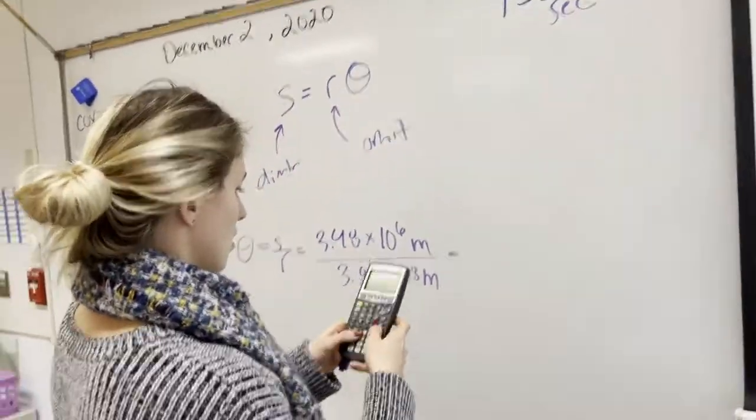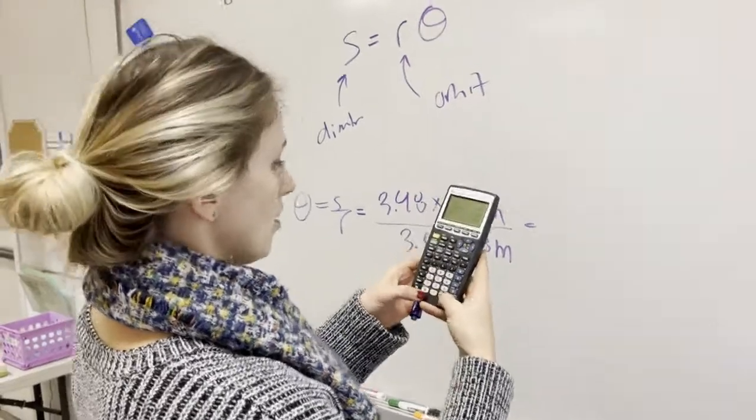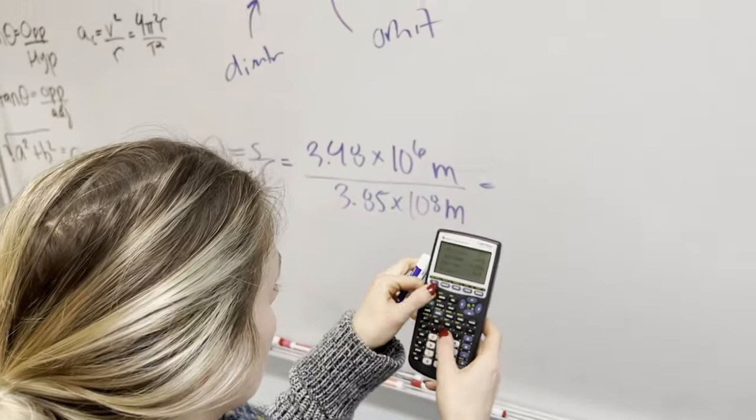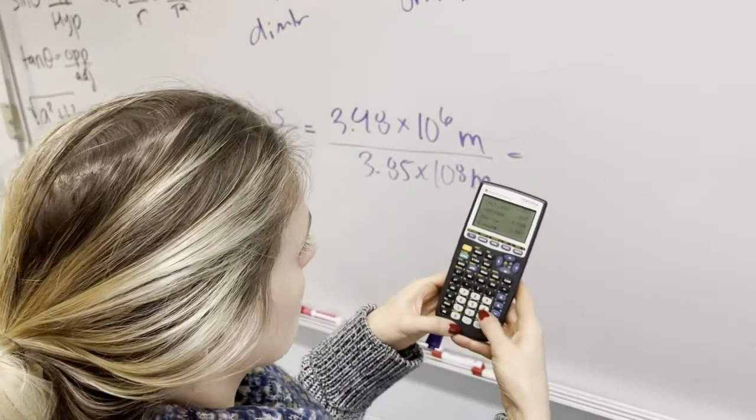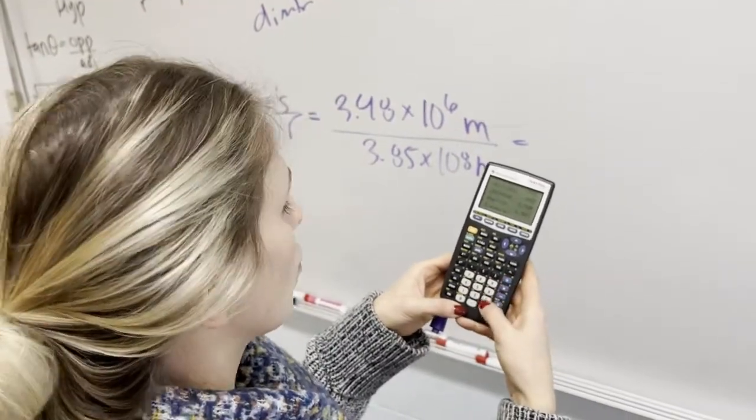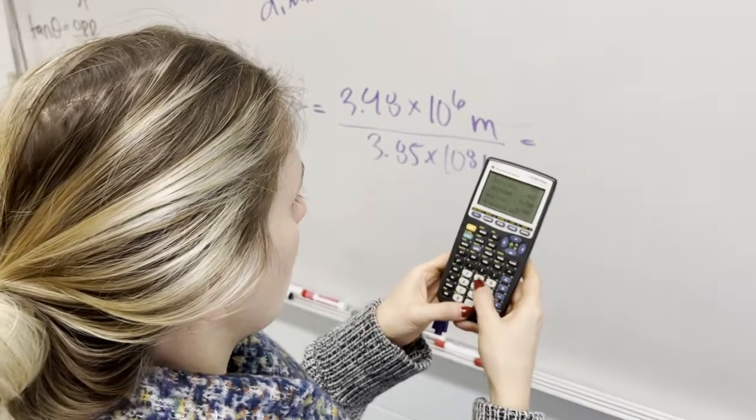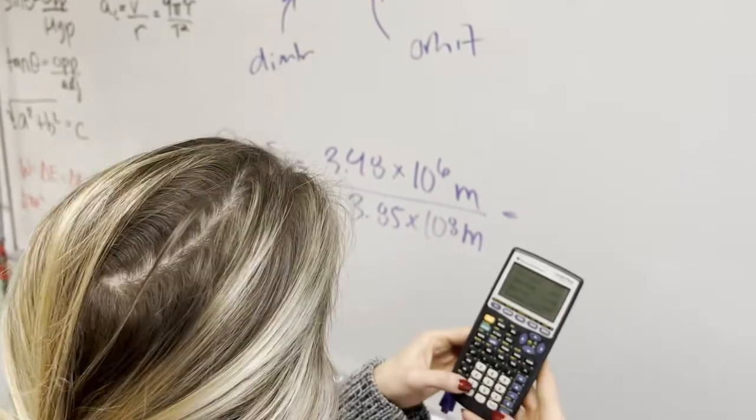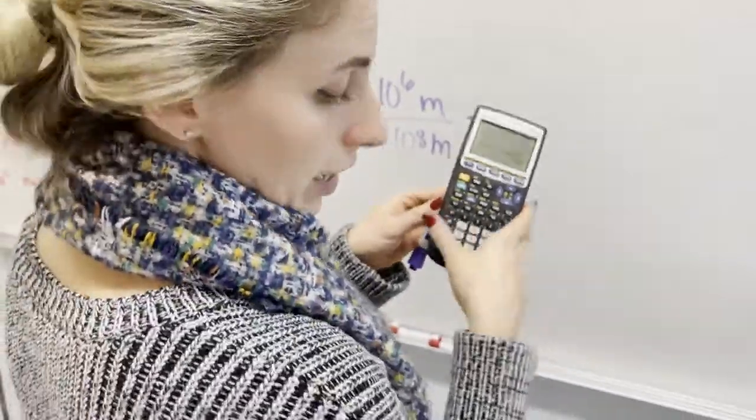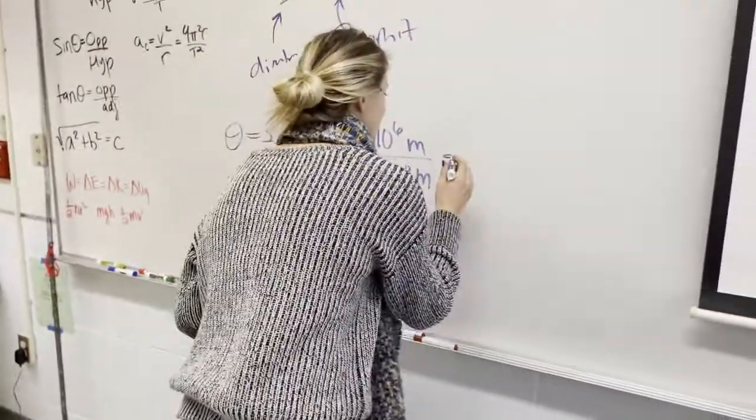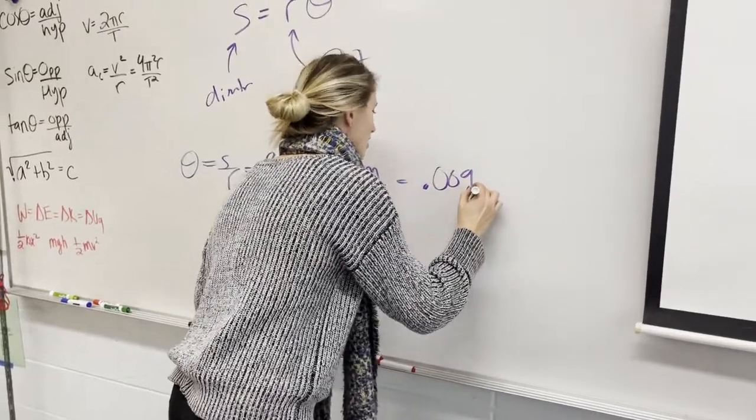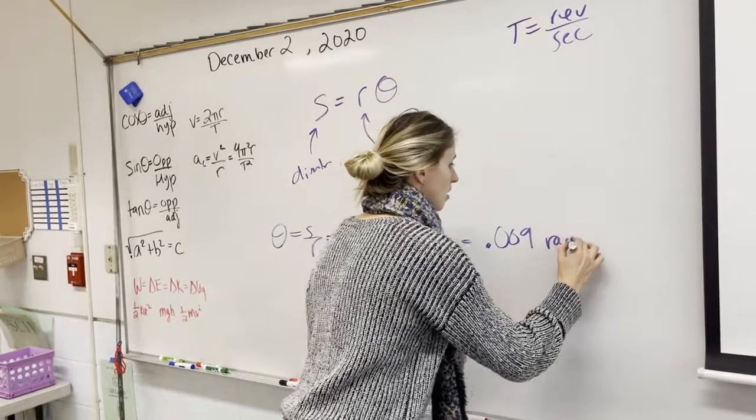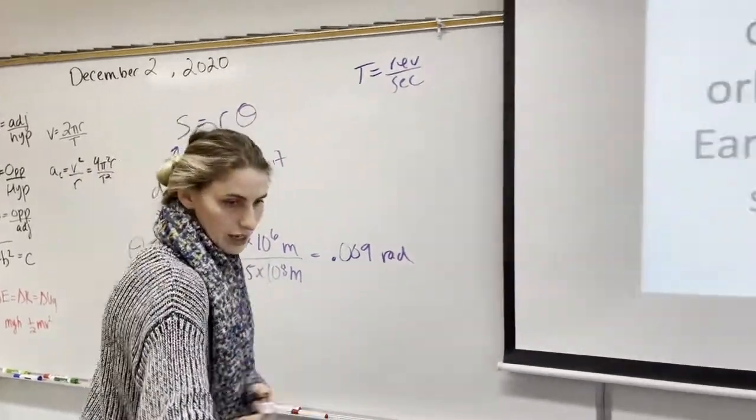Clear your calculator. 3.48 e to the 6th divided by 3.85 times e to the 8th, and I get 0.009. Wasn't as ugly a number as I thought it would be. And that's going to be radians. Our meters cancel out. You see that?